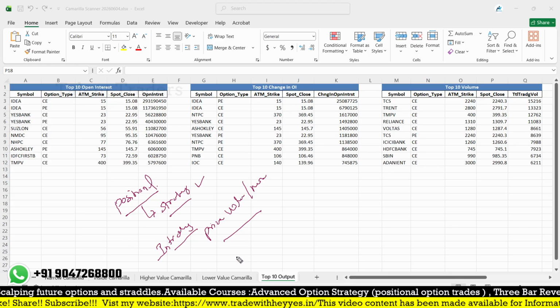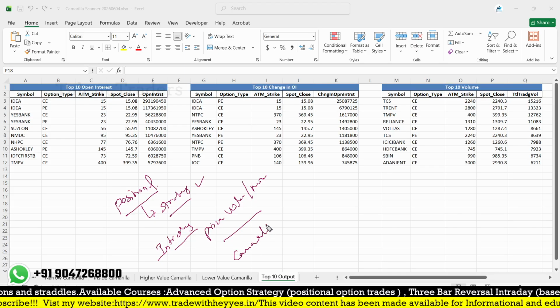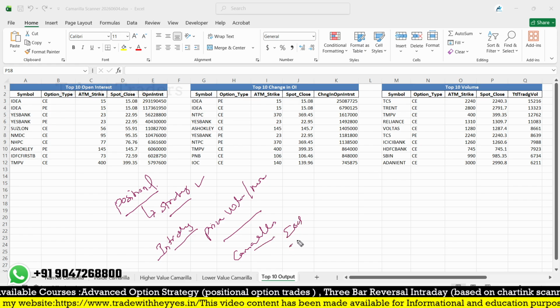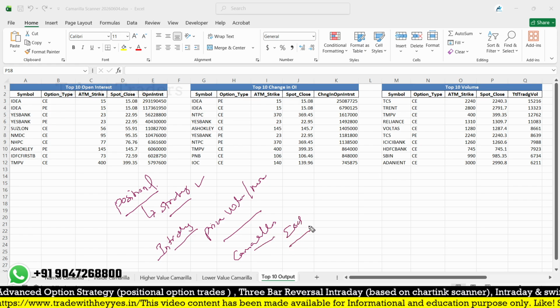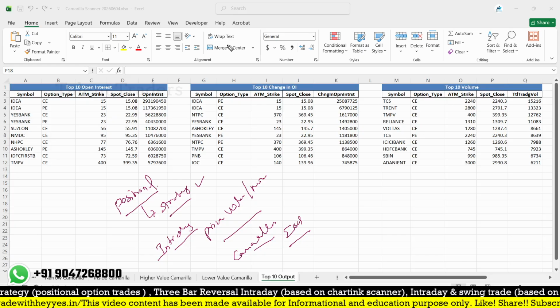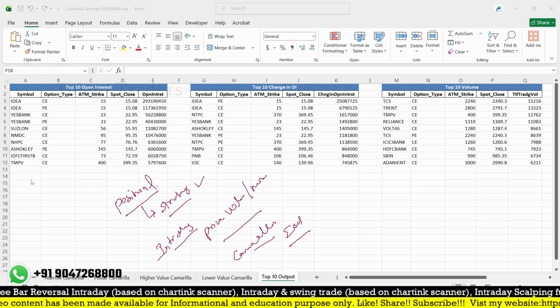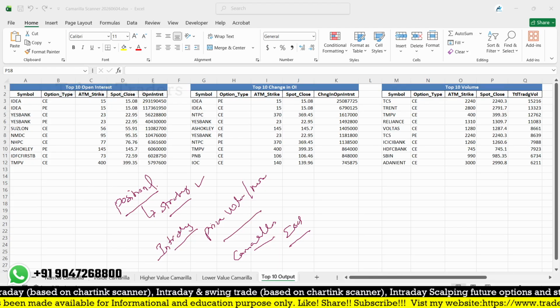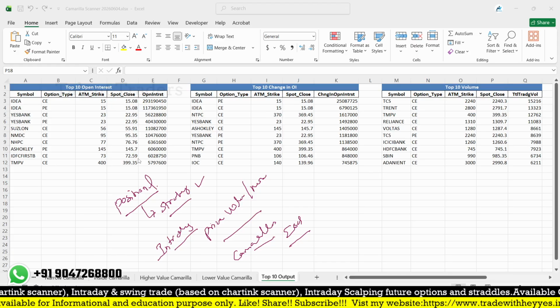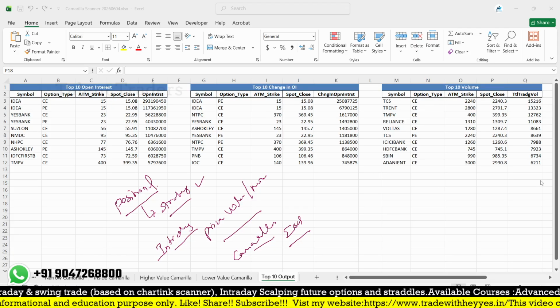And this is a Camarilla scanner, where you can use the EOD based Camarilla levels in options. If anyone requires this kind of scanner, you can directly ping me on my WhatsApp number which is shown here, and you will get more details about the scanners and screeners.